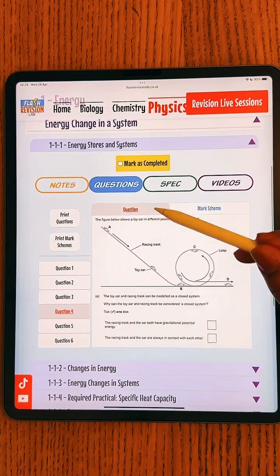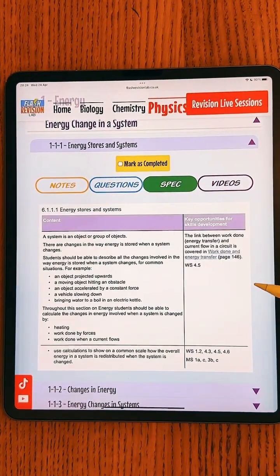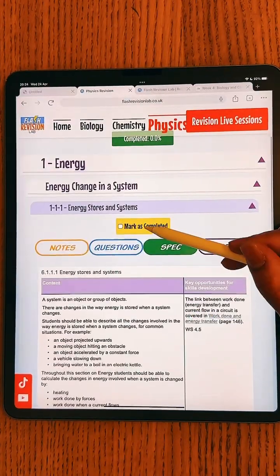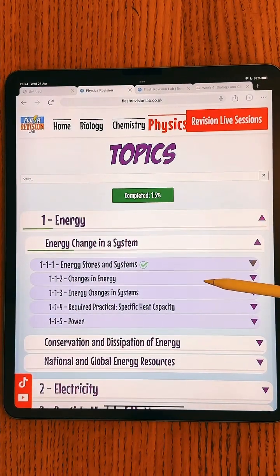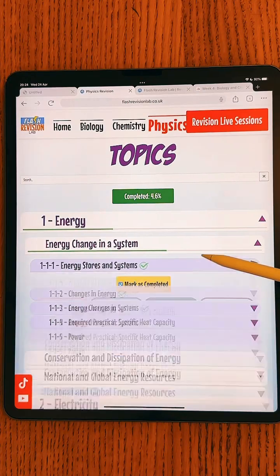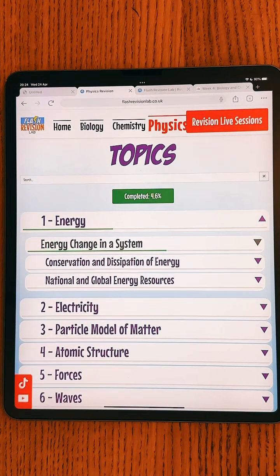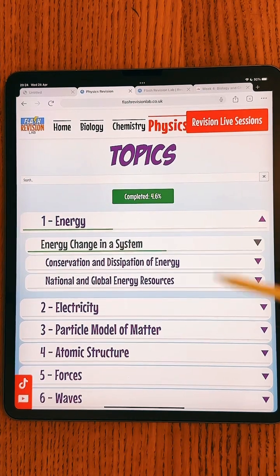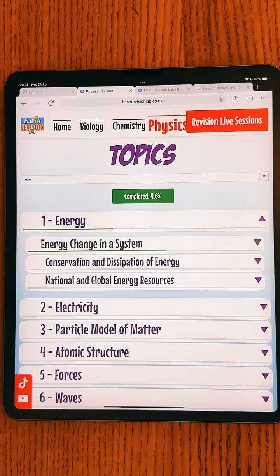Check the mark scheme, check you got it right. And then check the spec points as well. Check that you know everything on it. Then mark it as complete. And then you've got a percentage there that tells you how much you've completed. And then just keep doing that until you get through up to topic 4. Once you've done that, you're ready for paper 1. If you're triple, you need to know all of this, plus you need to know a few extra topics as well.